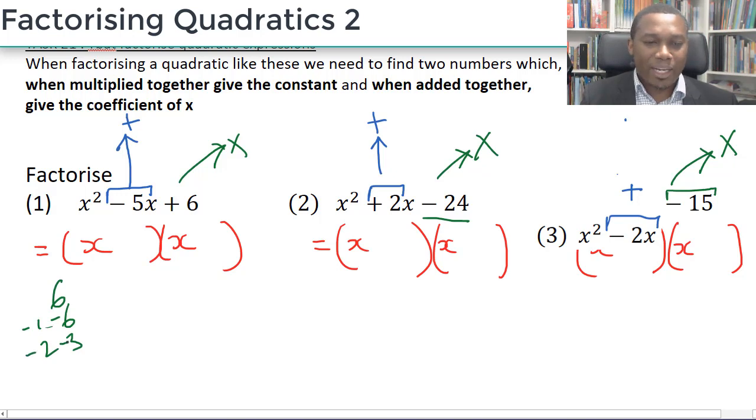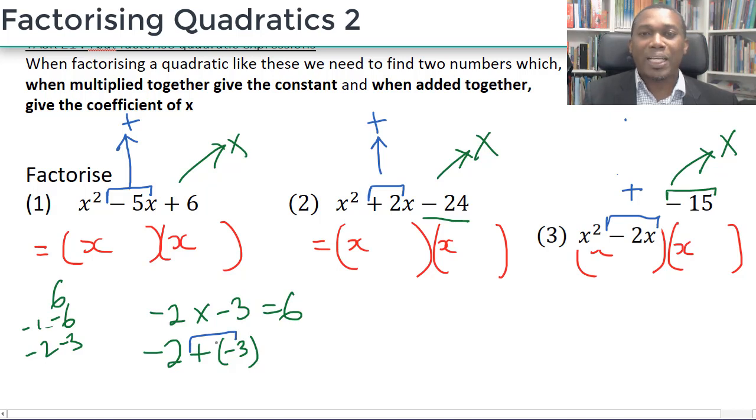But if I have minus 2 and minus 3, what happens? I know minus 2 times minus 3 is going to give me 6 because a minus and a minus makes a plus. And if I have minus 2 plus minus 3, I'm just going to put it in brackets for clarity. The signs are different in effect, so it's actually just minus 2 minus 3, which will give you minus 5. Ta-da! Those are the numbers you're looking for. We have (x take away 2)(x take away 3). Those are your factors, the missing numbers that we want.